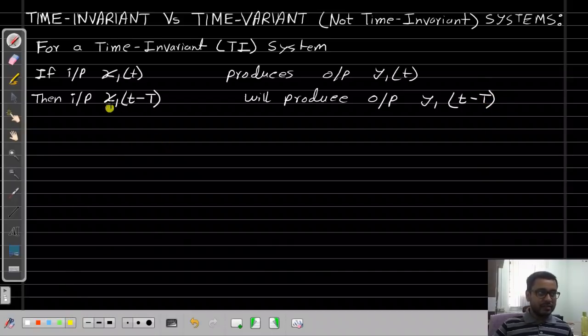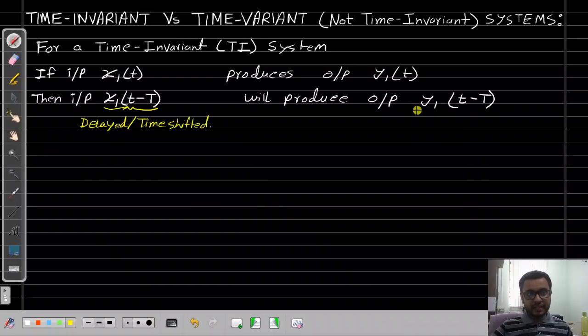Note that this input is a delayed version of x1. So this is a delayed or time shifted version of x1. Similarly, this is also delayed or time shifted by the same amount.